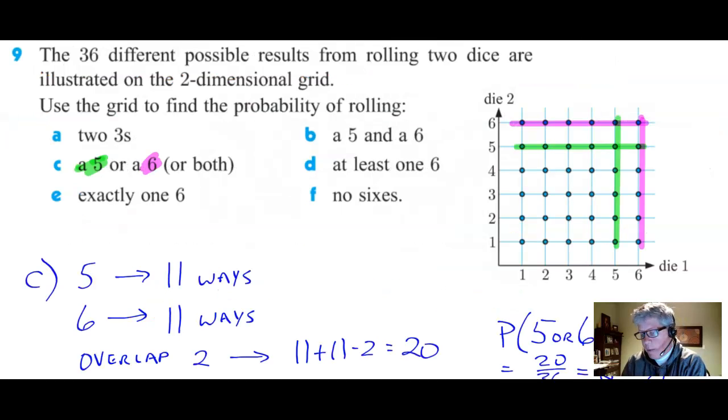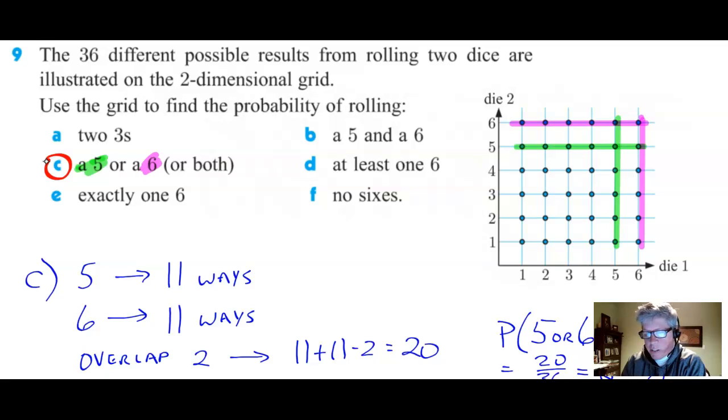Number nine, back to rolling two dice. I just want to kind of illustrate maybe one of those. So if we find the probability of a five or a six, a lot of times when we say the word or, some people think, okay, you can't have a five and a six. No, no. So yes, you can. Usually the word or is inclusive, meaning it allows both. So be careful, check things out.